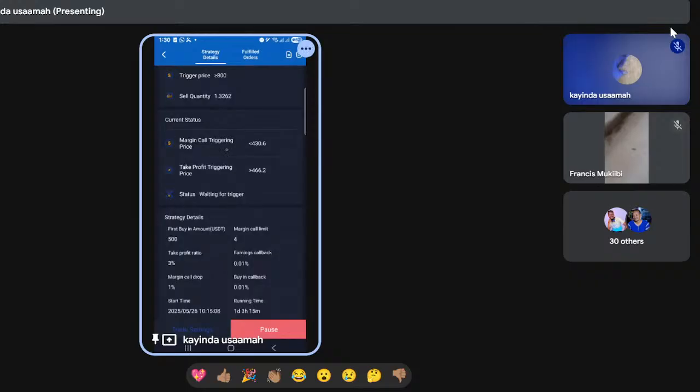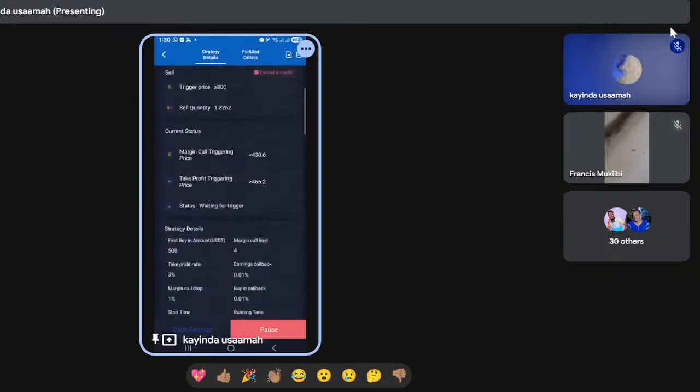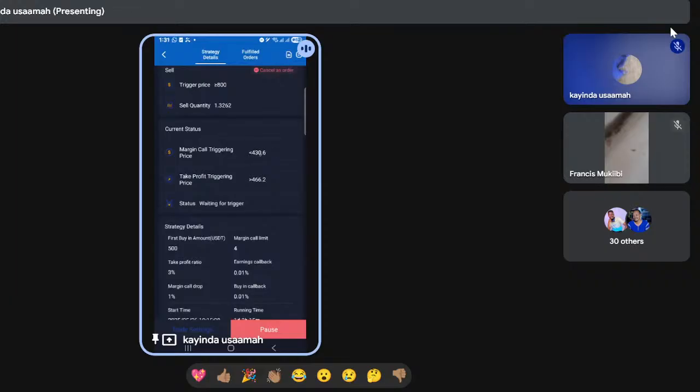The robot is saying margin call triggering price. The robot is going to buy at this price. We said that margin call trigger price. The next buy is here, but this is not real because there is AI. AI has to monitor. Take profit triggering. Now this needs no AI.